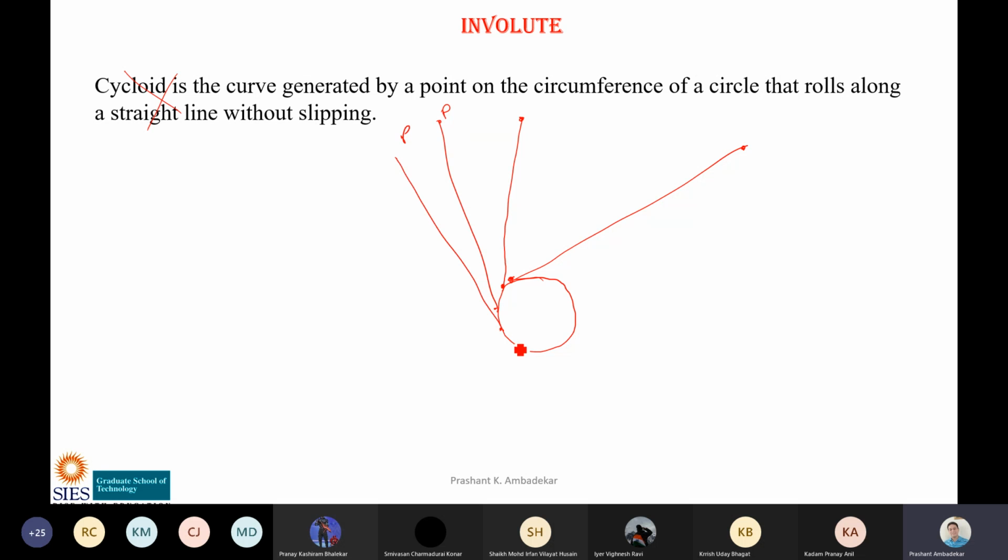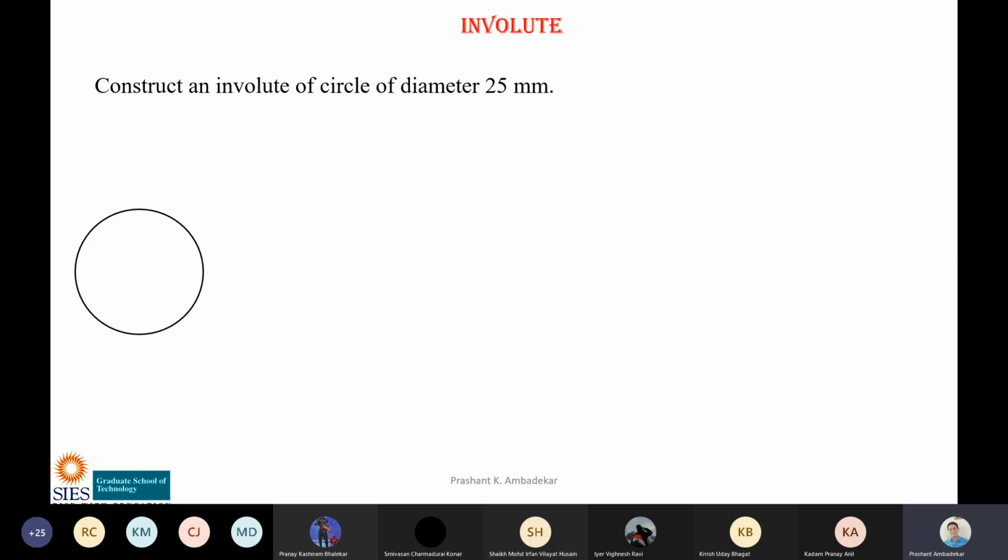And this line is rolling on the circle without slipping. So this curve which is traced is called as involute. Okay. And the point is also moving on the line. So that curve is called as involute. So we'll see how to draw involute.